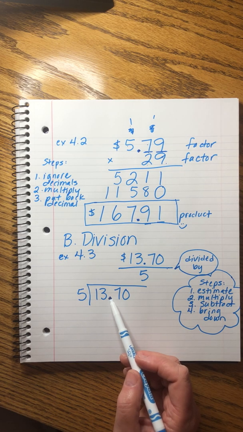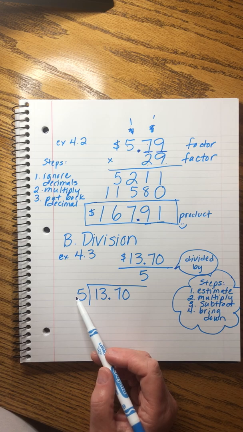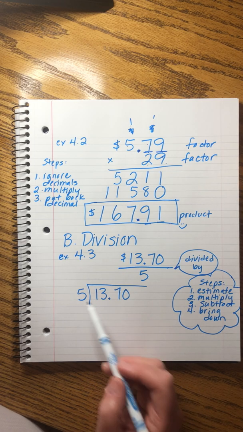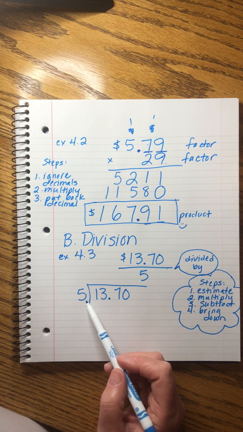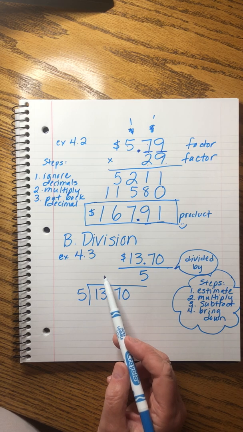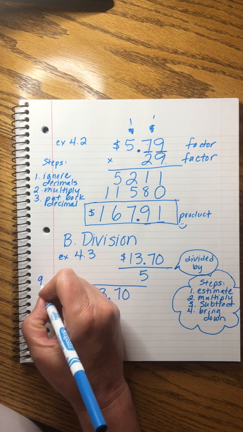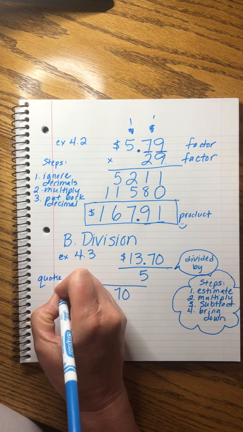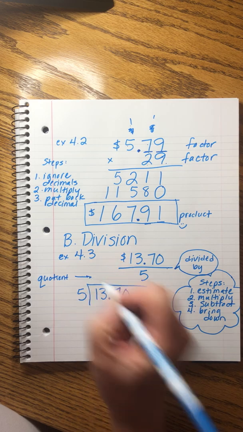I think this one's the dividend and this one's the divisor. Those are weird words. It's like the minuend and the subtrahend. Ugh, yuck. The answer in a division problem is called a quotient. And that's the one I want you to make sure you know. The quotient we'll write up there.